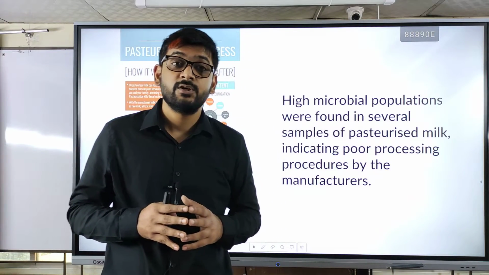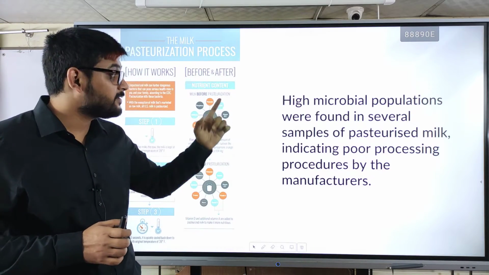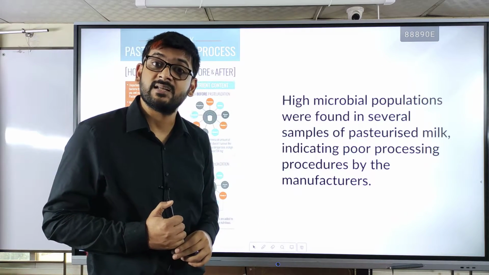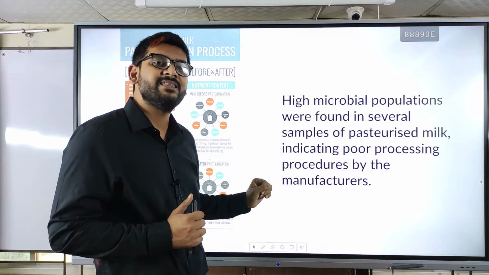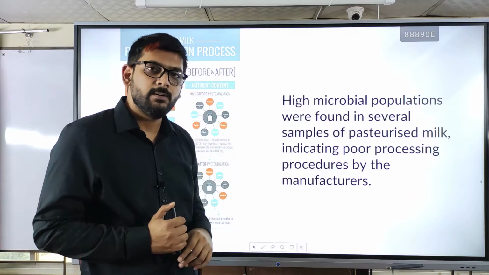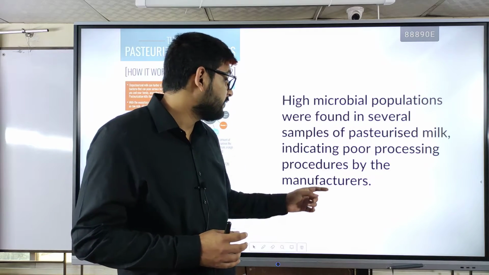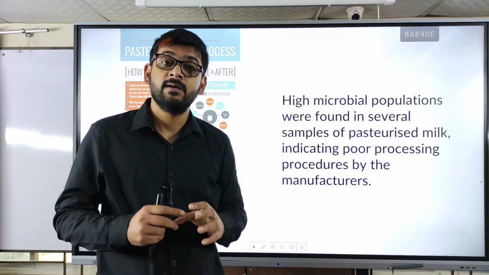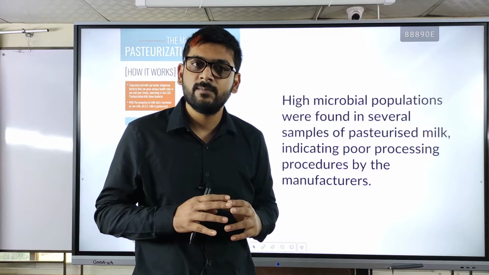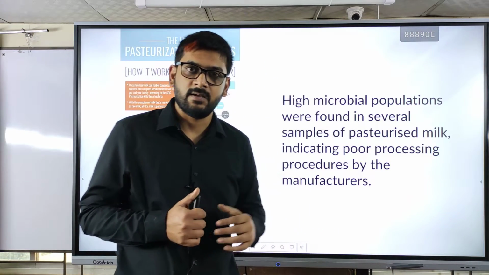So pasteurized milk should be bacteria free because of the process. But the research team found that high microbial populations were found in several pasteurized milk samples. This is unlikely. So what does that indicate? Indicating poor processing procedures by the manufacturer. Manufacturer means the producers. So the producer used a very poor processing procedure. That means the mechanism used to pasteurize the milk isn't very good, and in that process some bacteria can also be left in the package.